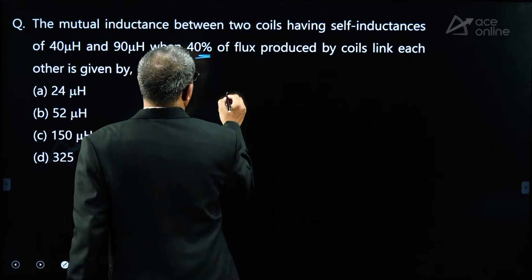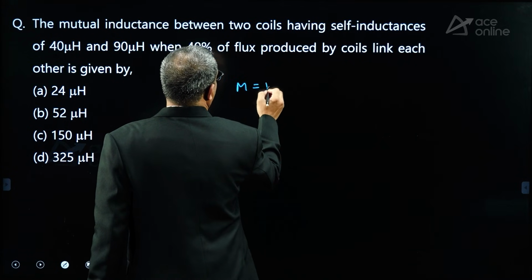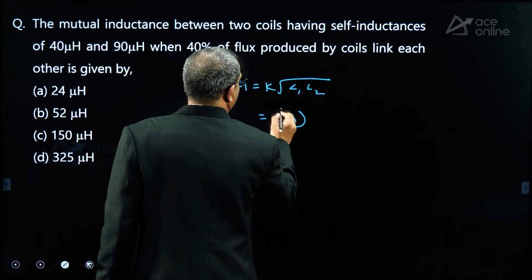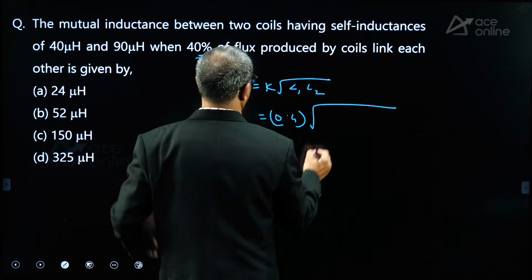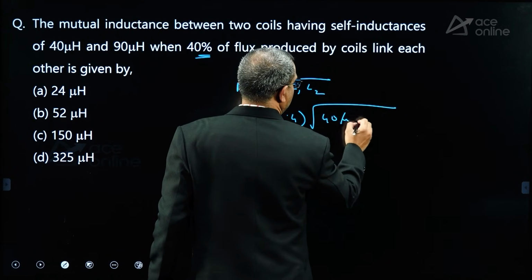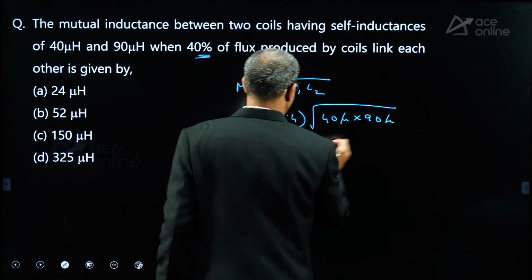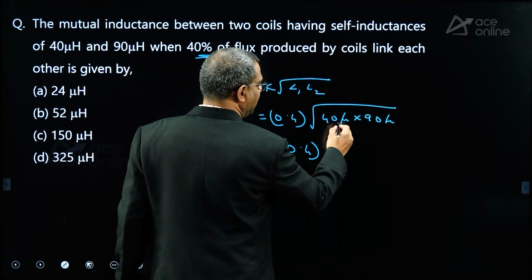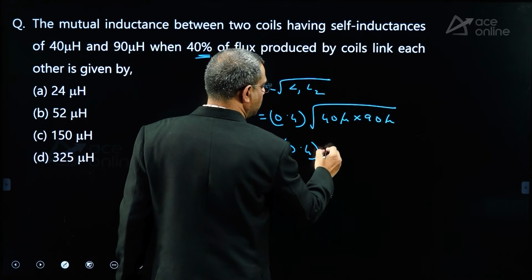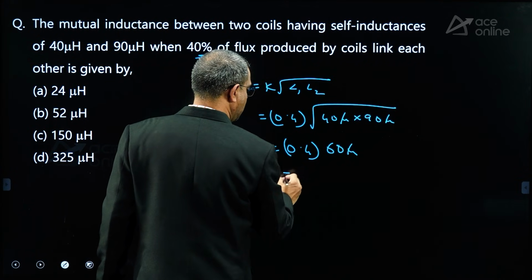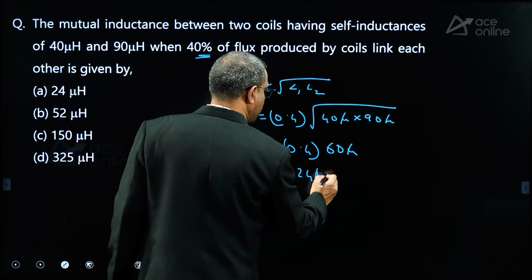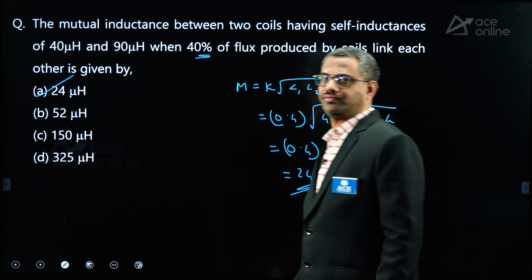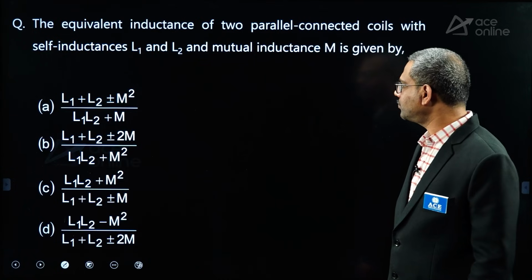So automatically this M is equal to K root L1 L2. K is how much? 0.4. L1 is 40 micro, L2 is 90 micro. That is 0.4 into root of 40 times 90, so take this 10, 9 fours are 36, root is 60 micro. That is nothing but 24 micro Henry. Answer is 24 micro Henry.